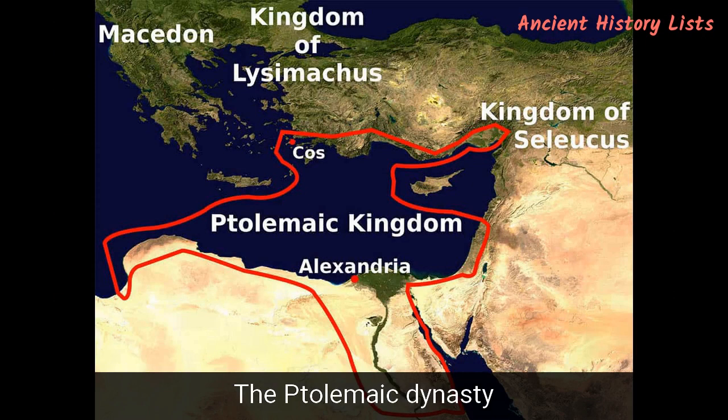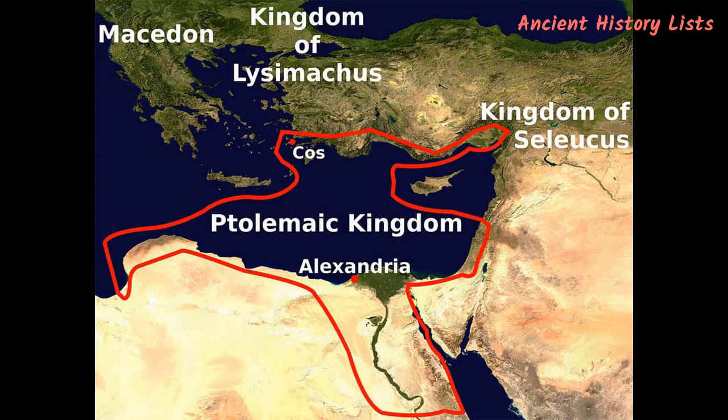Number 10. The Ptolemaic dynasty. The Ptolemaic dynasty was the last ruling hierarchy of Egypt. When Alexander the Great passed away, his general Ptolemy I succeeded the throne. This marked the beginning of the Ptolemaic dynasty, which spanned 3 centuries. The last ruler of the Ptolemaic dynasty was Queen Cleopatra VIII, who committed suicide, marking the end of the Ptolemaic kingdom, after which the Romans and Arabs ruled the country.